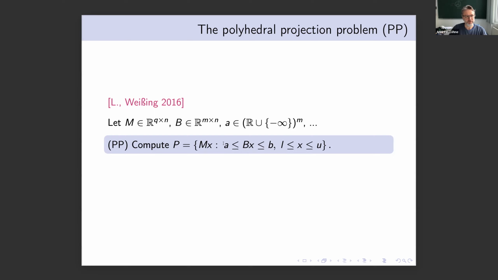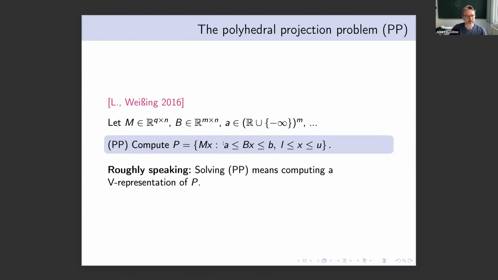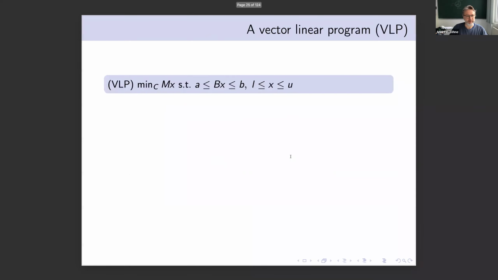And one can introduce a solution concept in a manner of optimization. I do not want to discuss the details here, but roughly speaking, solving this problem means to compute a V representation of such a given polyhedron. So we want to compute the vertices and the extremal directions at least. Okay. And now we can consider a corresponding vector linear program.